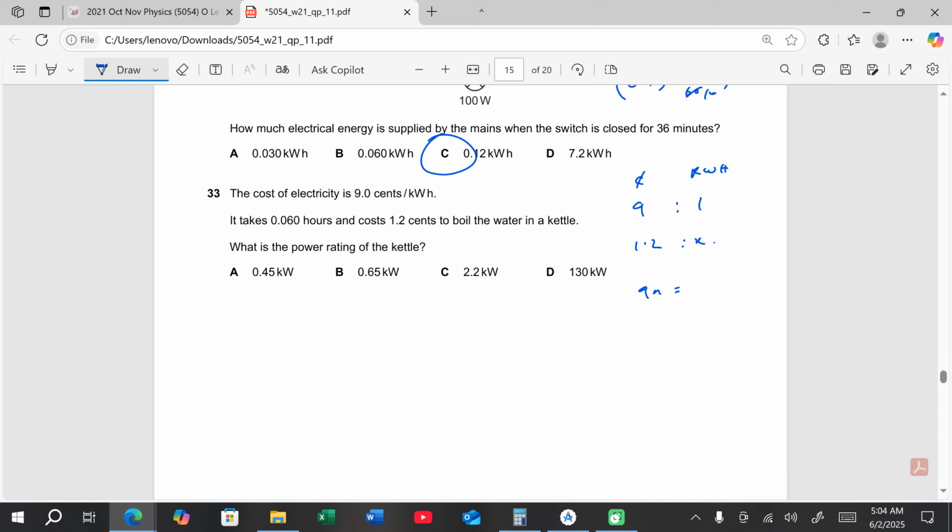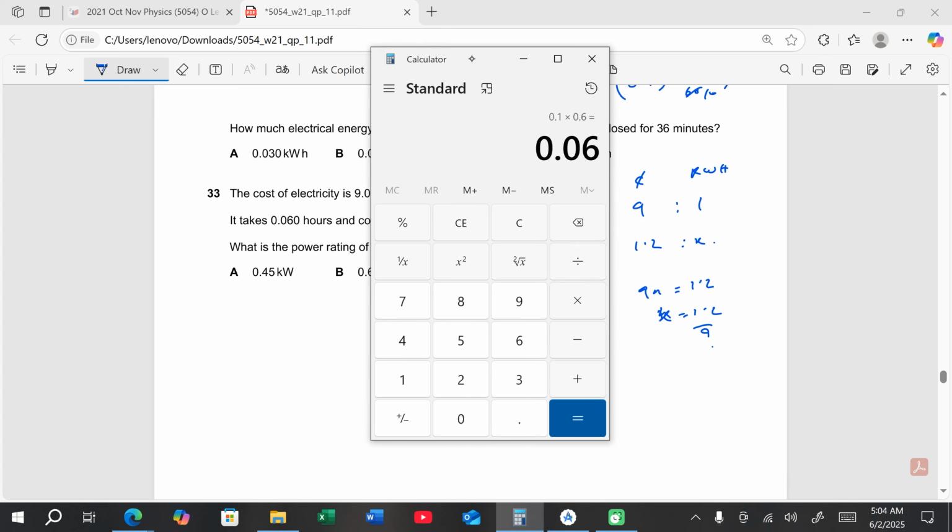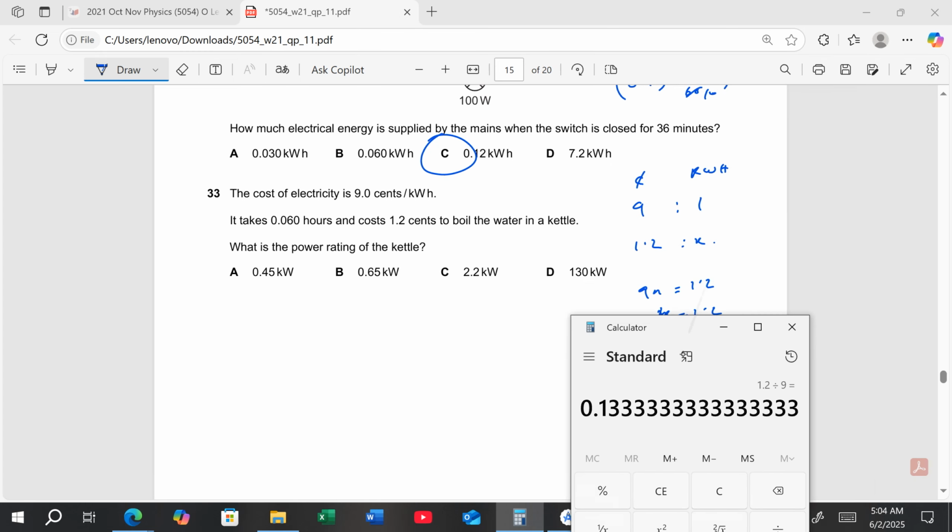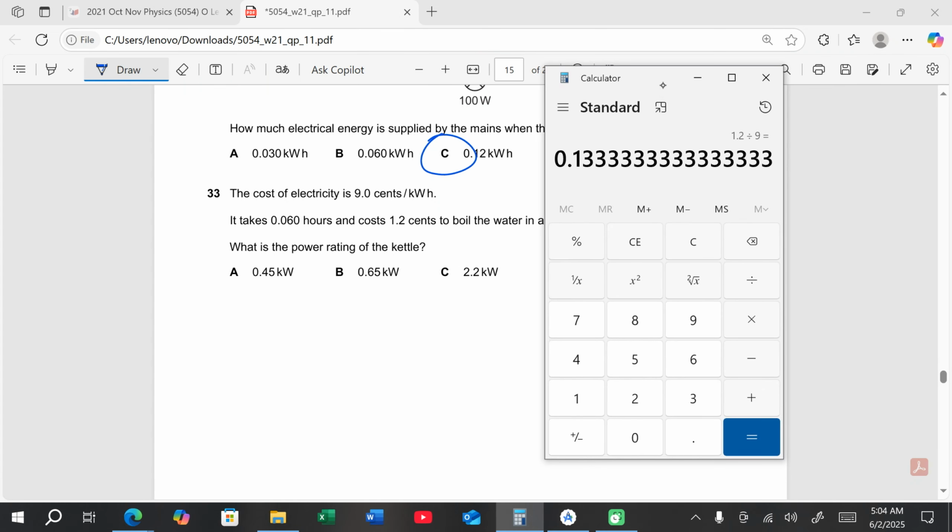So that's going to be 9x equals 1.2, so x equals 1.2 over 9. You can use mathematical ratio for this, right? I've used that. You can use another method if you know the unitary method, divided by 9. So this is your kilowatt hours. Now we need to divide this by time, which is 0.06. So that is 2.2.